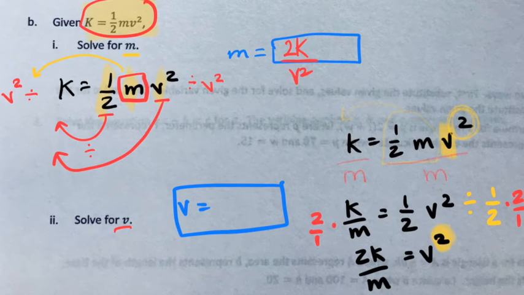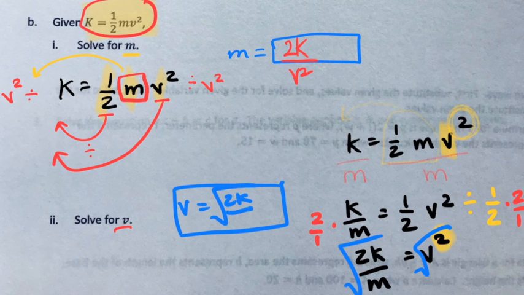Now, we have to deal with the exponent because my solution involves v to the power of 1, not v to the second degree. The only way to get rid of an exponent is by taking the root of it. In this case, my variable is being squared, so I'm going to take the square root. And what I do to one side, I have to do to the other.